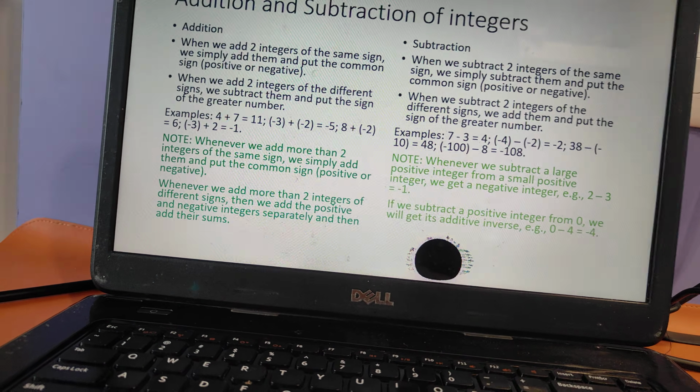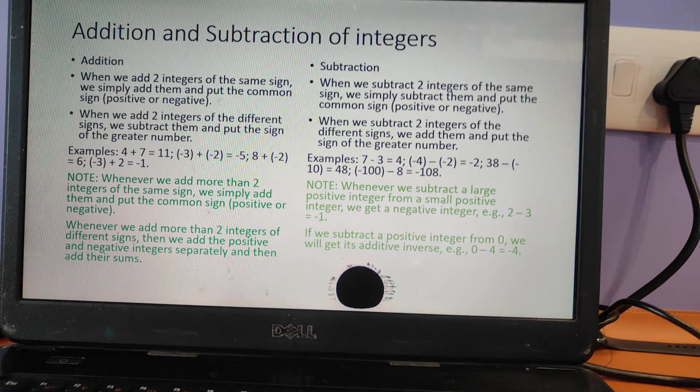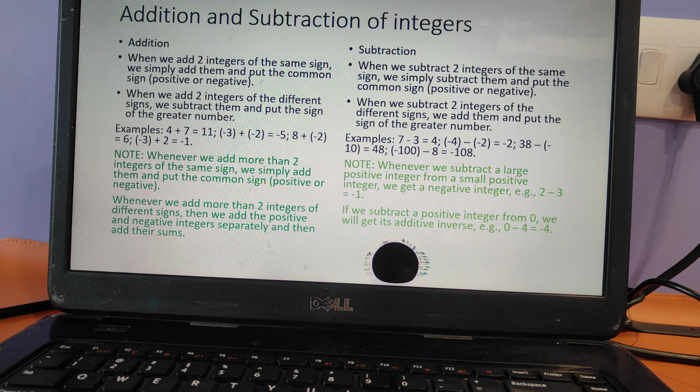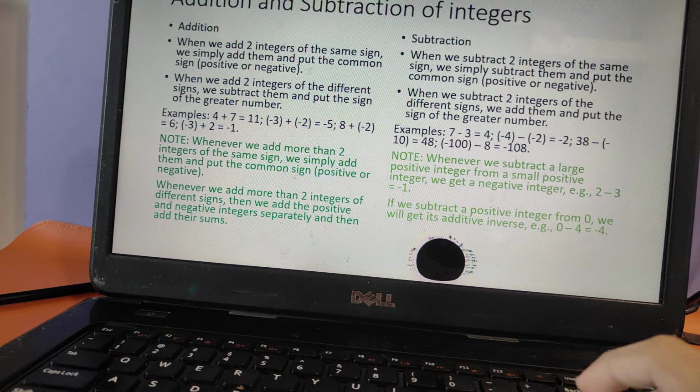And if we subtract a positive integer from 0, we will get its additive inverse. Yes. If you subtract 7 from 0, what will you get? Minus 7, right? And minus 7 is the additive inverse of 7.